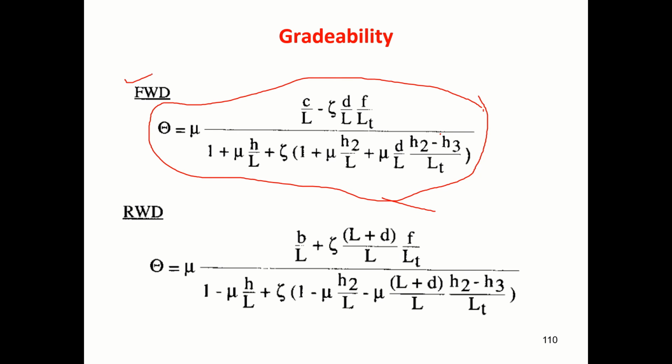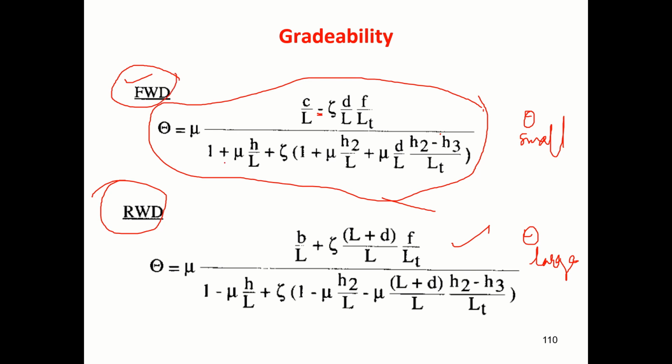For a front wheel drive, when I do this, you can very clearly see that again you are getting minus here, plus here. That means theta value is small. For rear wheel drive, you'll get plus. Here it is minus. So theta value is large. So the gradability for a rear wheel drive with a hitch is much higher than a front wheel drive vehicle for the given dimensions.